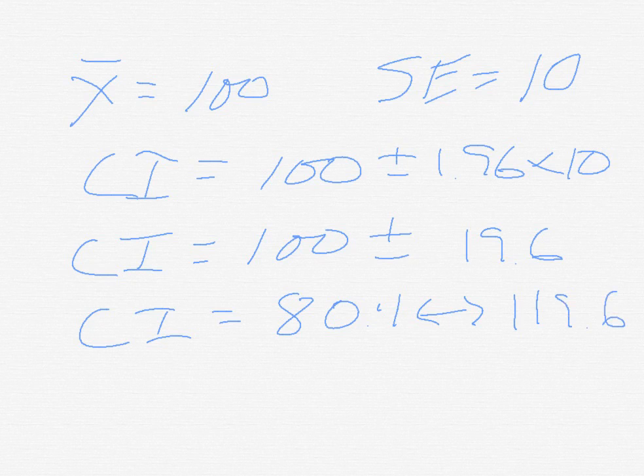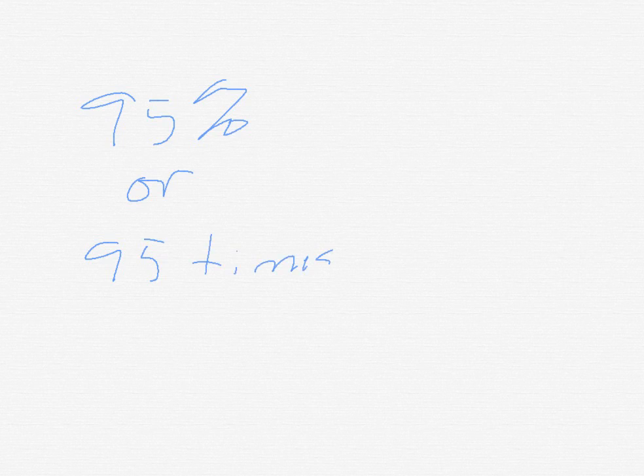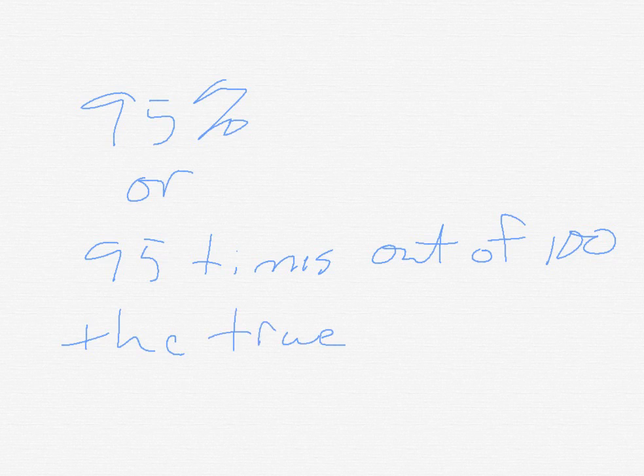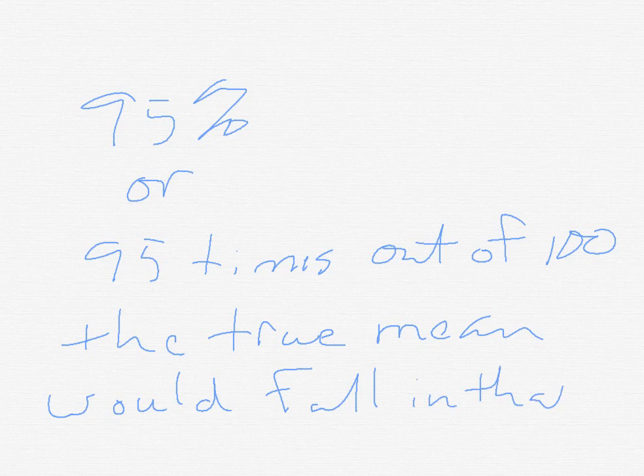Essentially, what creating this 95% confidence interval means is that 95 times out of 100, the true mean, or population mean, would fall in that range. And so, in other words, I'm 95% confident.